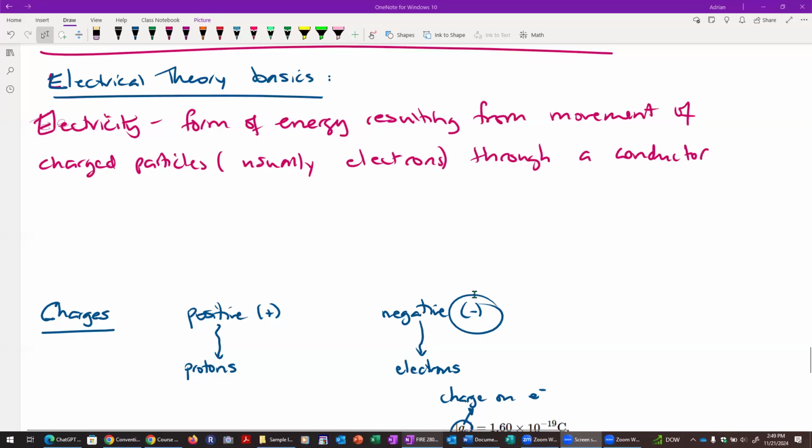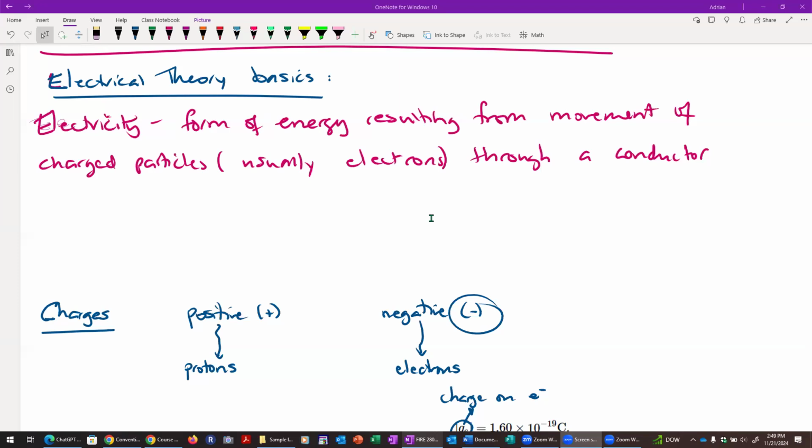So now we're going to take a look at some basics of electrical theory and electricity. The first thing we want to define here is what exactly is an electrical current or electricity. So we can think of this as just another form of energy. So electricity or electrical energy, just a different type of energy, but how it resolves is different than all the other forms of energy that we looked at previously.